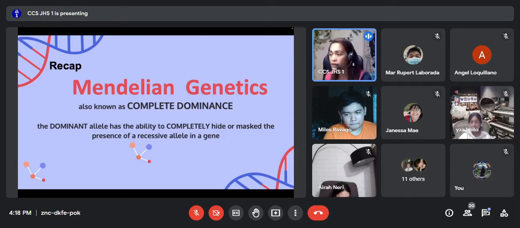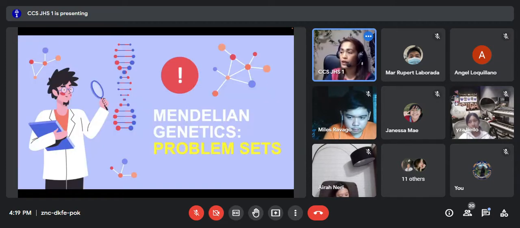Okay, but it doesn't mean that the recessive allele is not there. It's just that it's not expressed, it's not shown on the organism. Okay, so that's when you talk about complete dominance. Now, why is it significant, teacher? Why do we need to emphasize that? We'll understand it later on.